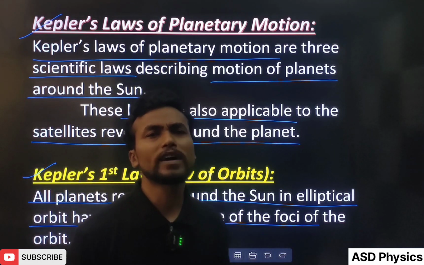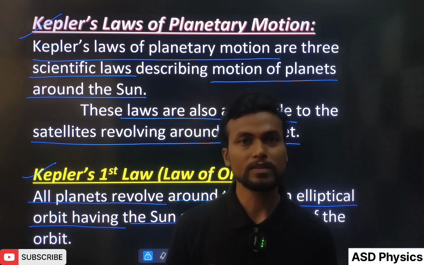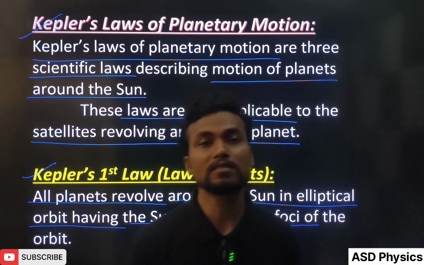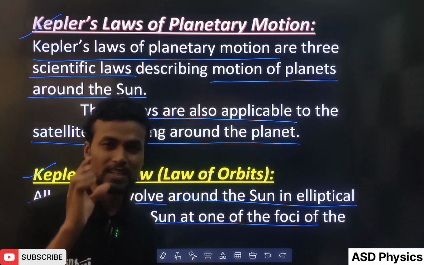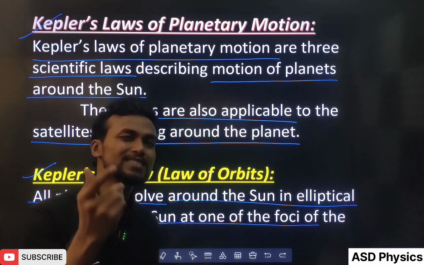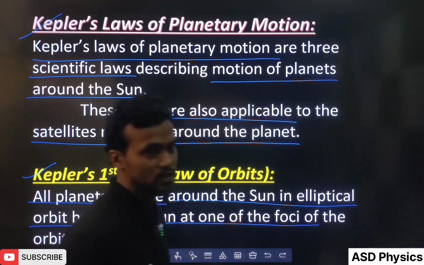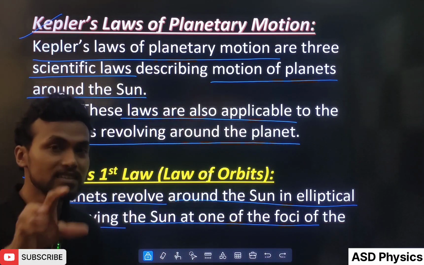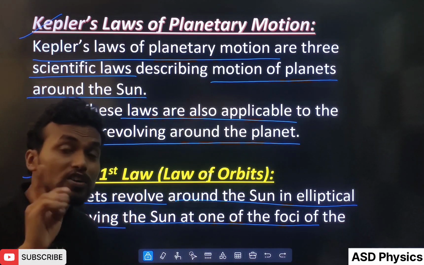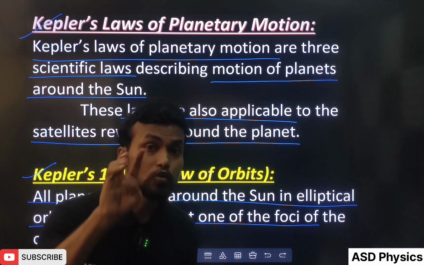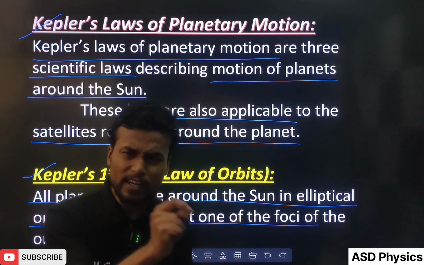So you know very well two kinds of path are possible. One is the circular orbit, one is the elliptical orbit. But in this one we are going to learn about the elliptical orbit. If the elliptical orbit concept is very clear, the circular orbit is very easy. Okay students, so this is the first law, the law of orbits, the elliptical orbit. Where is the sun? The sun is at one of the foci, because in an ellipse how many foci are there? Two foci are there. So the sun is at one of the foci.